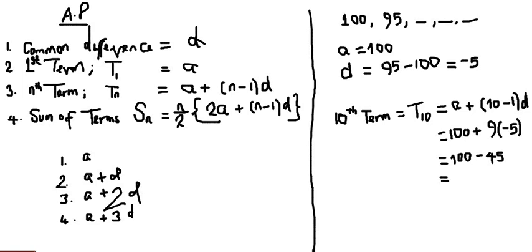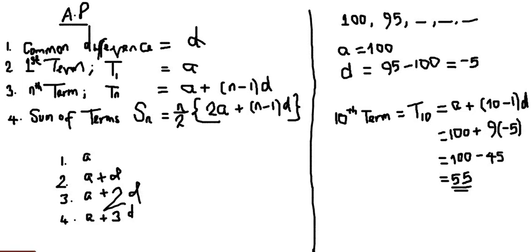So that gives us 55. It means the number in the 10th position in that sequence, which starts at 100, second term is 95, meaning third term will be 90, fourth term will be 85, so if we follow that, the number in the 10th position will be 55. That is our calculation for the 10th term.